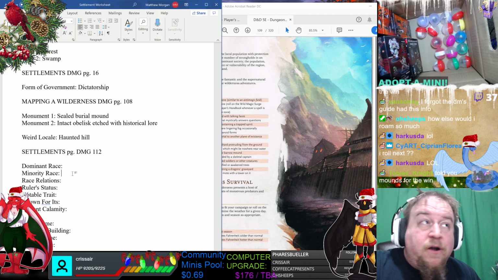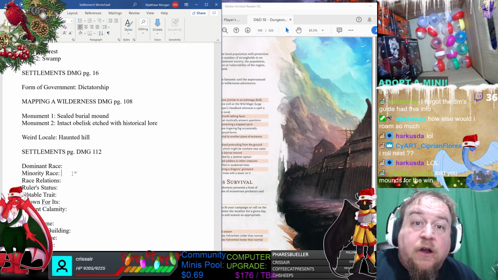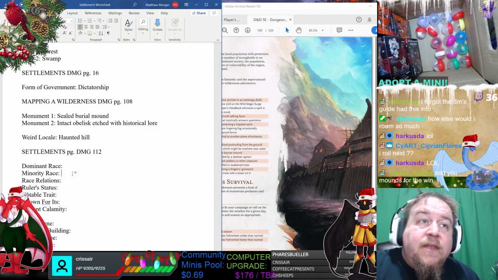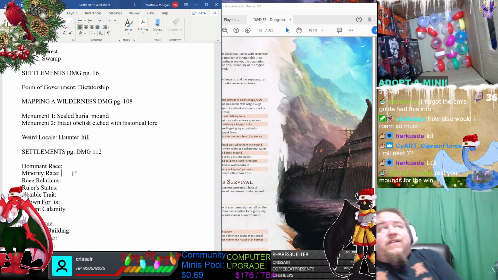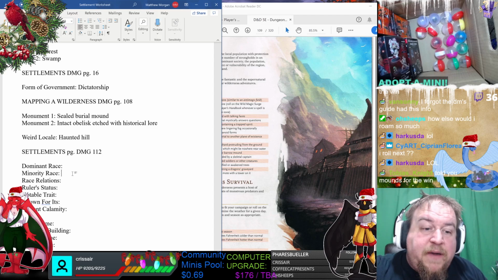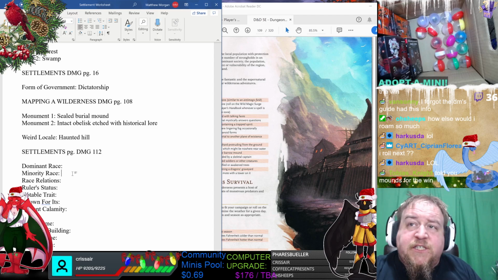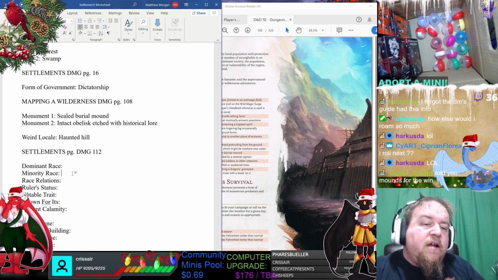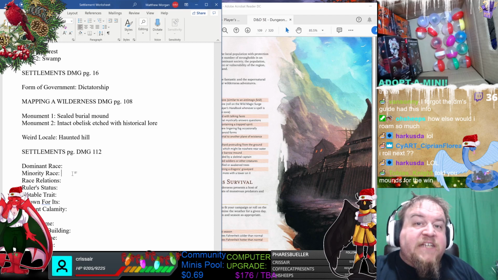Or if we had Eberron, it could be the dominant race are warforged. Now, dominant doesn't mean that the population is necessarily the highest. It could just mean they have the political power, that they have the knowledge base, or that somehow they're a dominant decision maker by some measure.